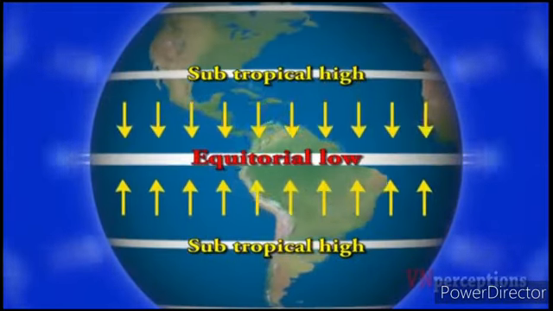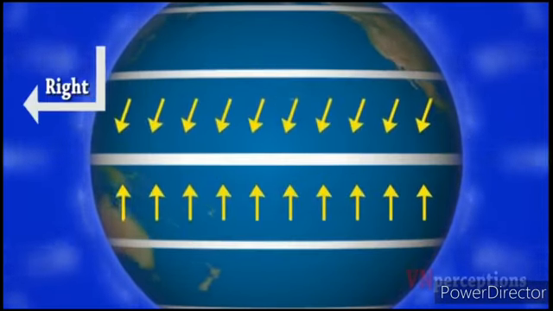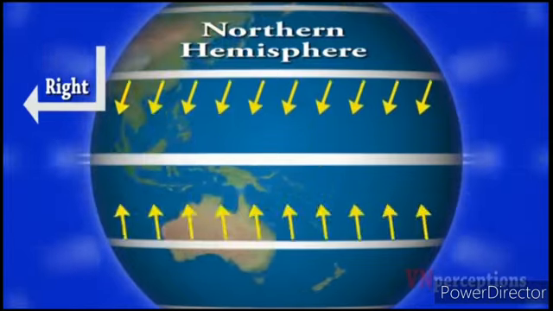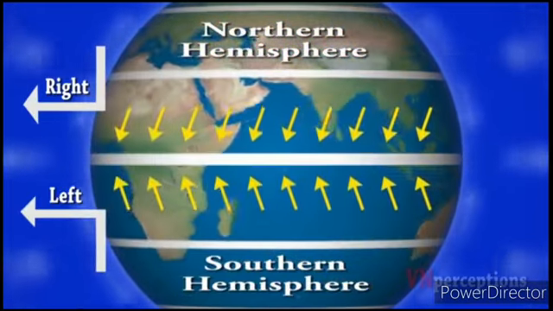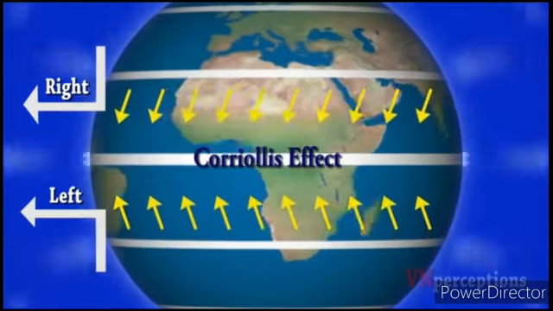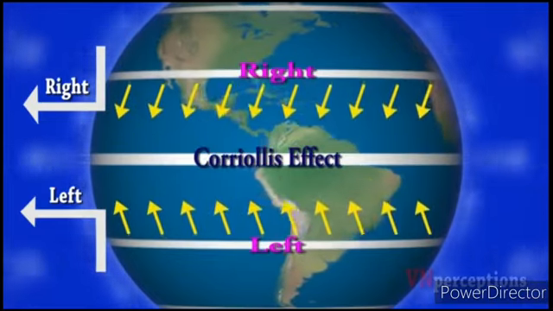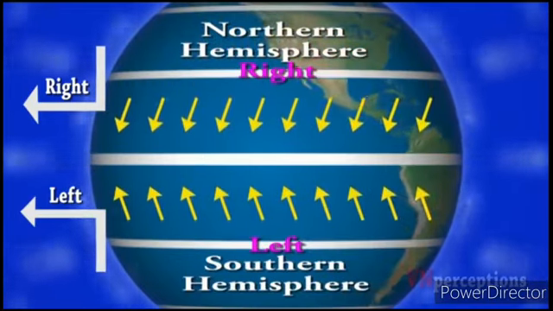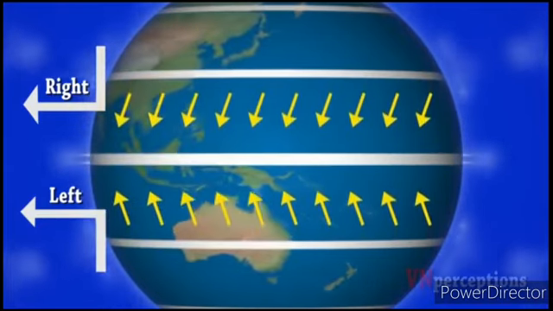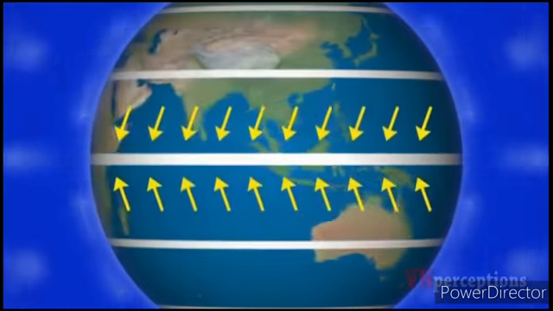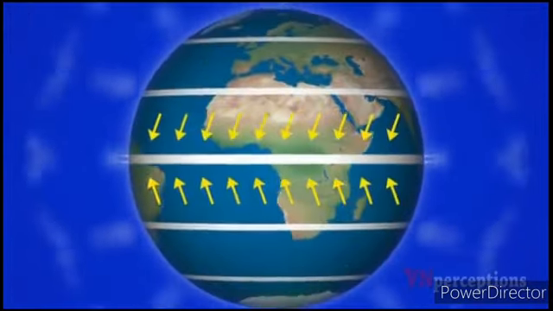The winds that blow continuously towards the equatorial low pressure belt from subtropical high pressure belts are known as trade winds. The trade winds in the northern hemisphere are generally known as northeast trade winds, and in the southern hemisphere southeast trade winds, because they start from the east.